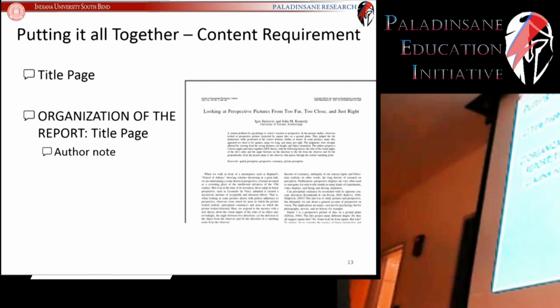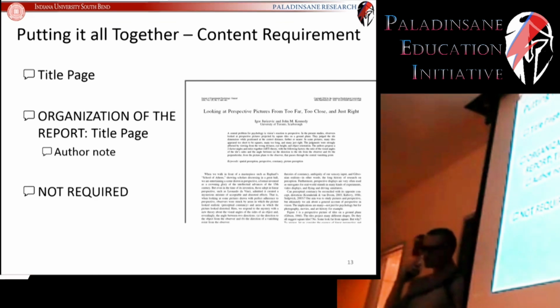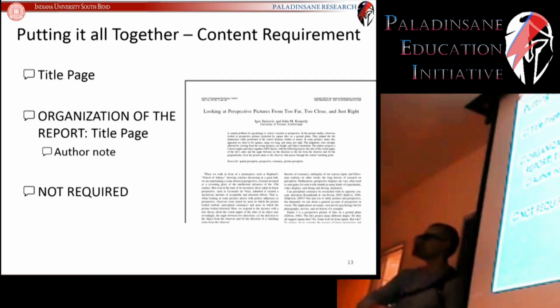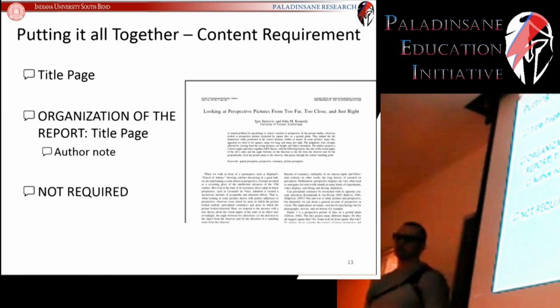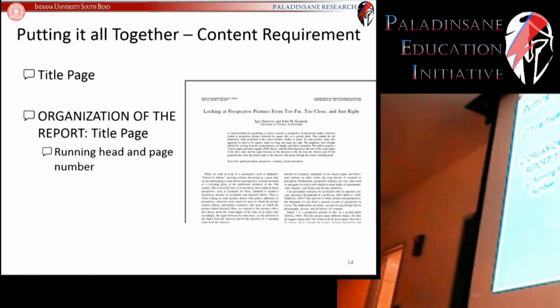Author's note for your paper, we don't need that. Typically an author's note will be how to get in contact with the author, corresponding information like email address and all that kind of stuff. We don't need that. We're not actually submitting this to a journal. So the author's note, we're not actually going to require that.